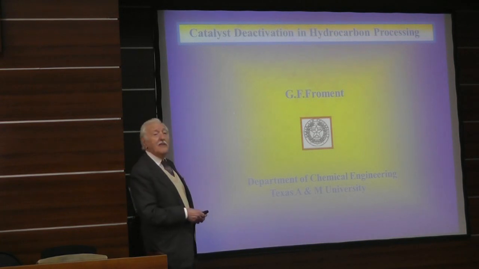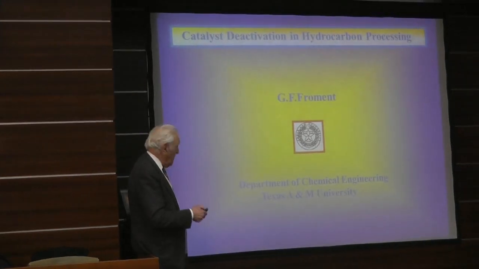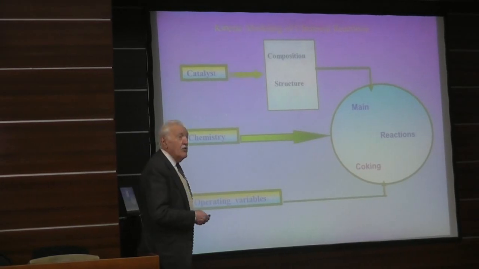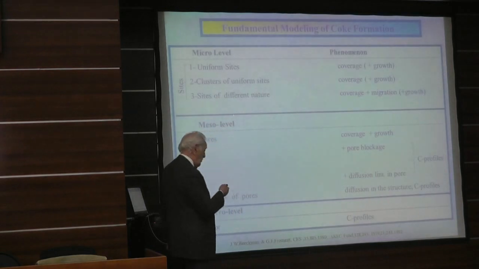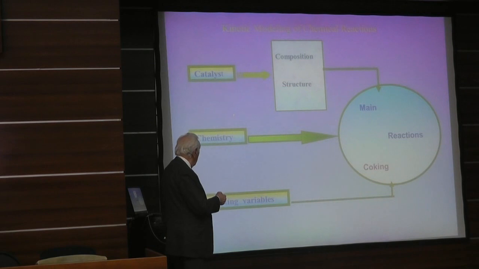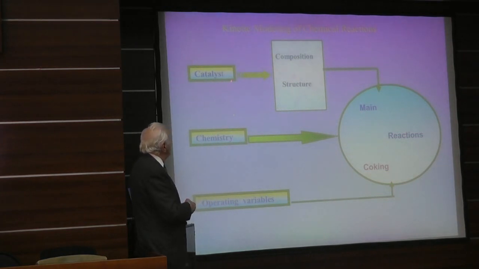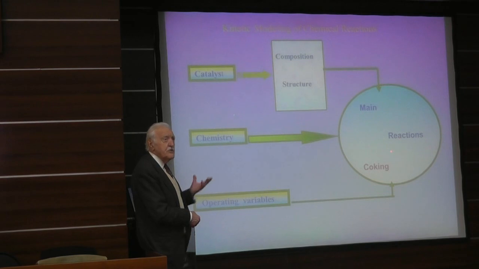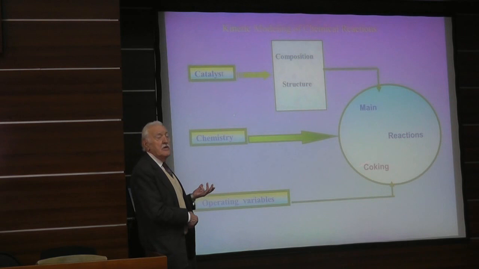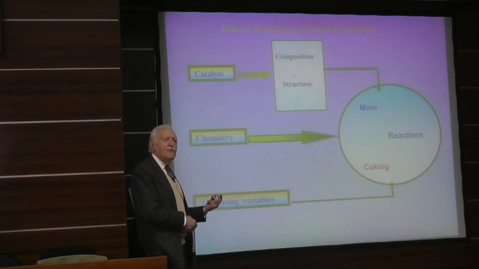Okay. Let me start. This talk is on catalyst deactivation. Well, this is a rather obvious slide, and when we want to do kinetic modeling of a chemical reaction or process, we have to consider the catalyst with its composition and structure. We have to know the chemistry, and we have to detail the main reactions and the deactivation. The type of deactivation that I will deal with this afternoon is deactivation by coke formation, by coking.